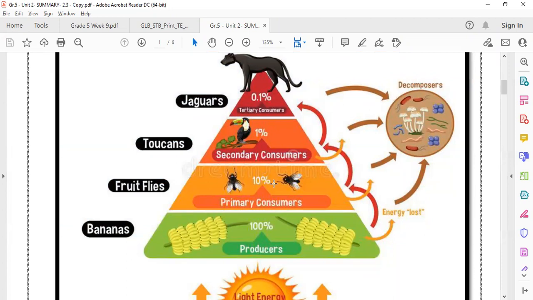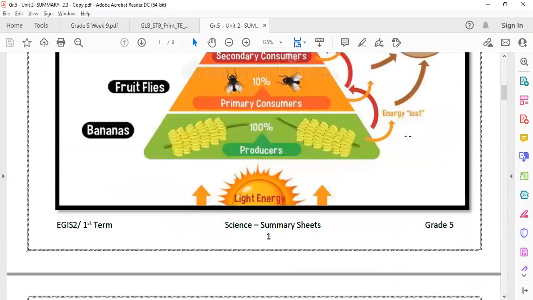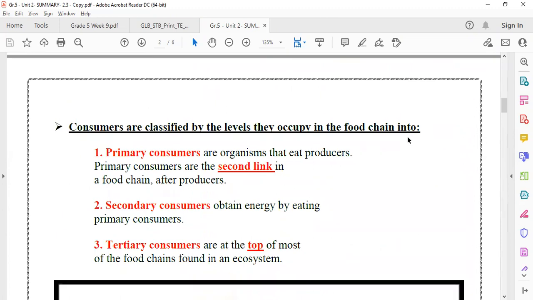If any of these animals or organisms die, the energy will go to the consumers directly because they eat the remains of dead plants and animals. These are the decomposers, like mushrooms, bacteria, and fungi. Okay, let's move on. Then page 2.